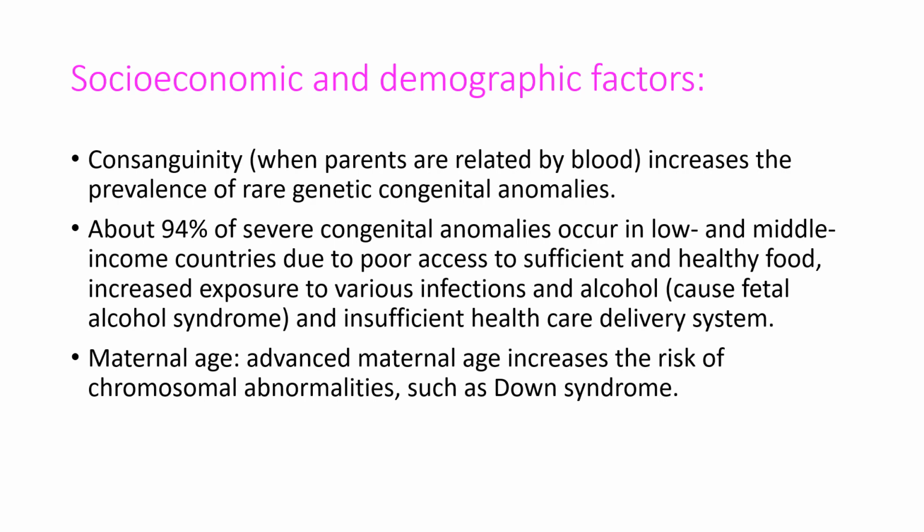Socioeconomic and demographic factors. Consanguinity, when parents are related by blood, increases the prevalence of rare genetic congenital anomalies. About 94% of severe congenital anomalies occur in low and middle income countries due to poor access to sufficient and healthy food, increased exposure to various infections, and alcohol, which cause fetal alcohol syndrome, and insufficient healthcare delivery system.